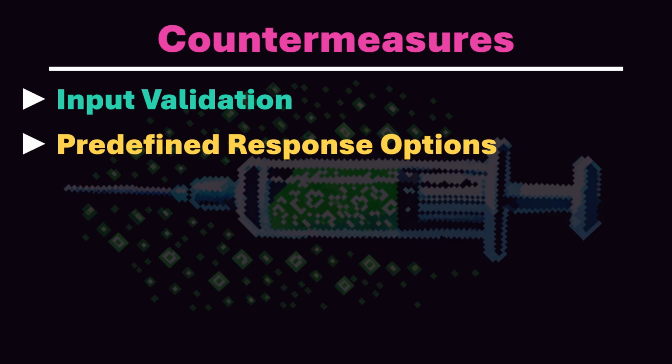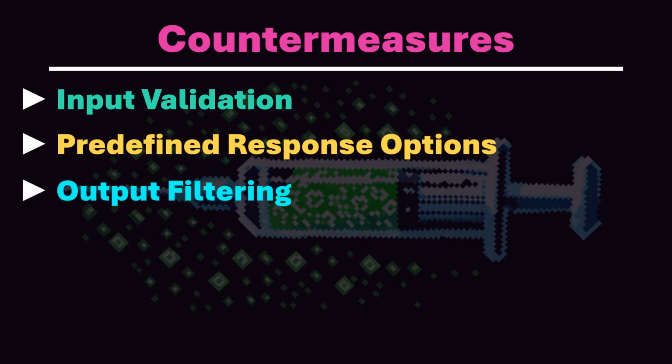Predefined response options. Another method is to limit the model to predefined sentences or phrases instead of allowing completely free text inputs. While this approach minimizes the risk of inappropriate or dangerous responses, it also undermines the goal of using large language models to enable human-like communication.